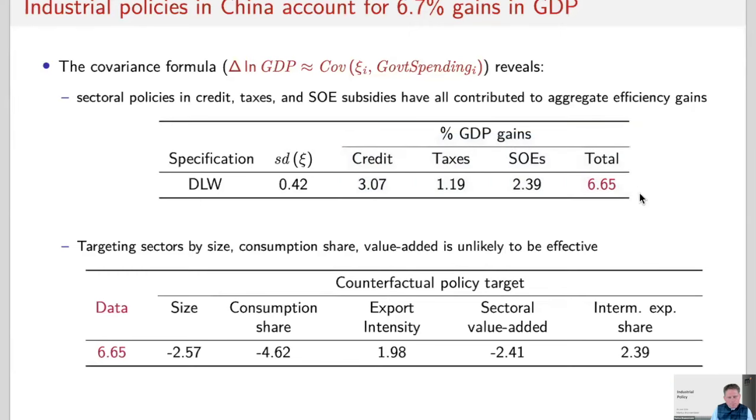Mm-hmm. But all of these quantitative effects of GDP gain coming from industrial policy, they all scale with how much variance there is in distortion centrality. If you know the variance, these numbers are basically almost proportional to that because the centrality isn't so sensitive to exactly how things are measured, and different specifications just differ in this variance, essentially.